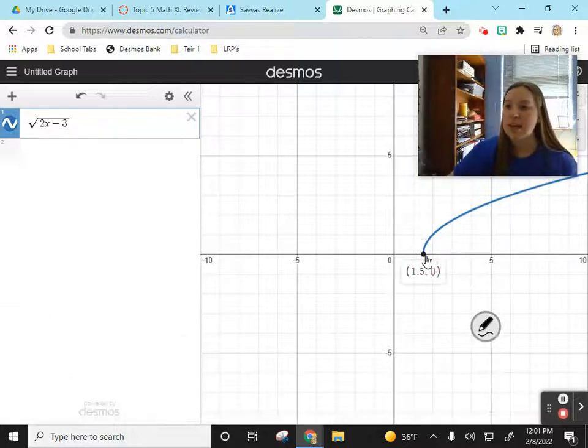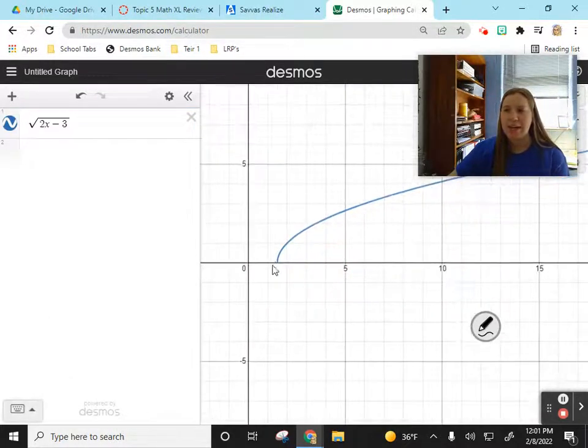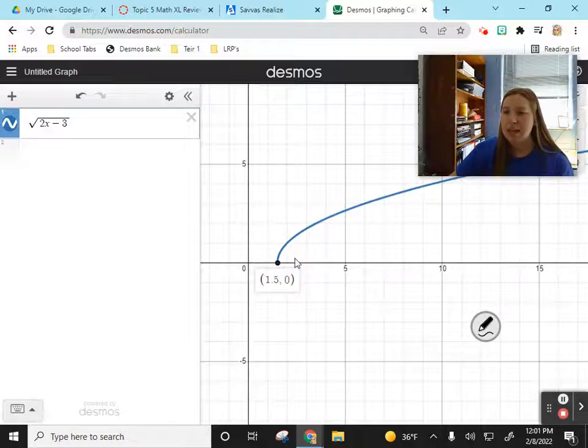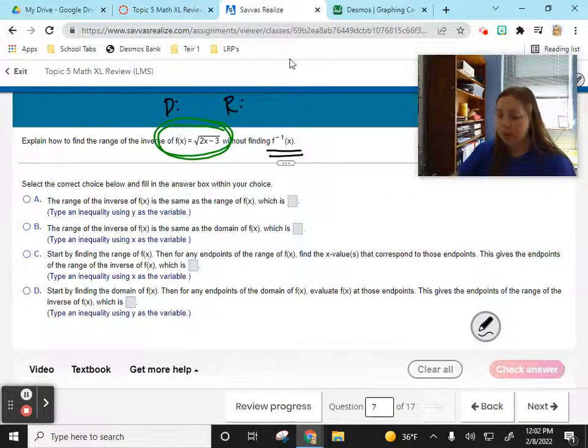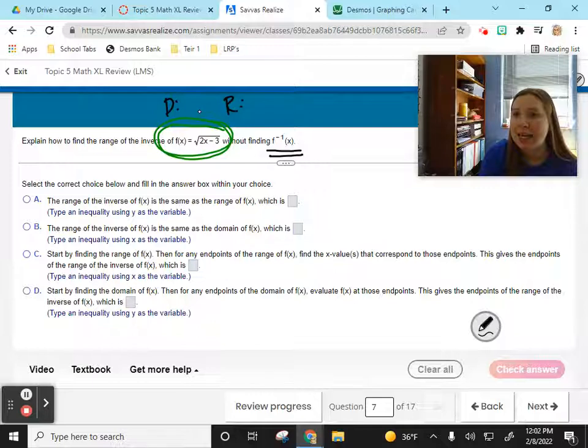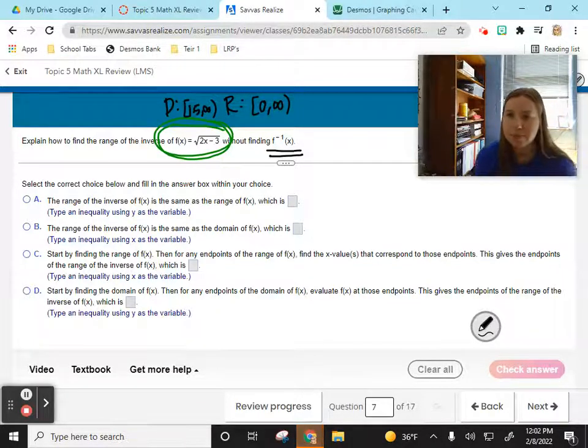And I noticed that it has an x-intercept right here. And that's going to be kind of my main point. Because if I'm thinking about the domain of this function, I'm thinking from left to right. It goes from 1.5 all the way to positive infinity. So if I go back over here, my domain was 1.5 to infinity. My range was 0 to infinity.